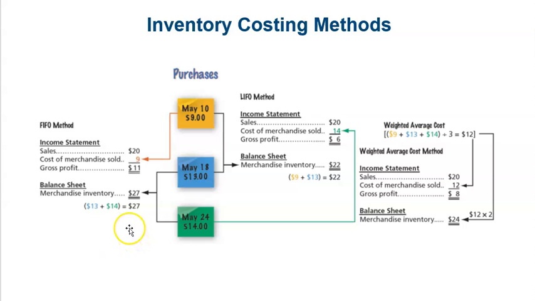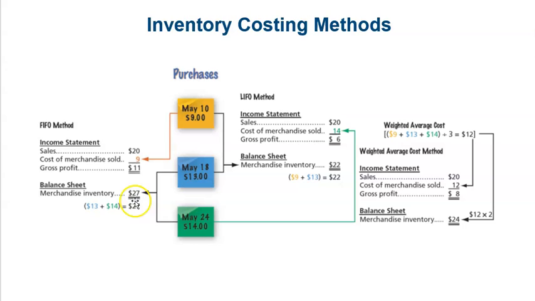Okay, so this goes back to our original example and just shows us once more how it would look and how it would affect our income statement and balance sheet. So we find gross profit on our income statement. If we did FIFO, that's where we sold the first one, then we sold the cheapest one. So we sold the one that cost $9 and gross profit is on the income statement.